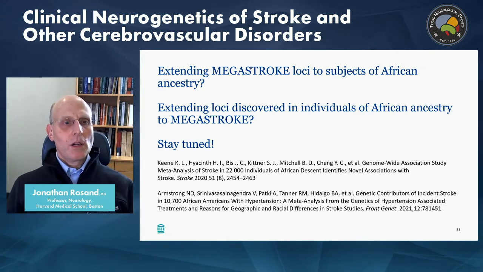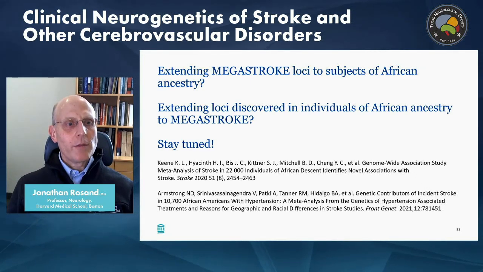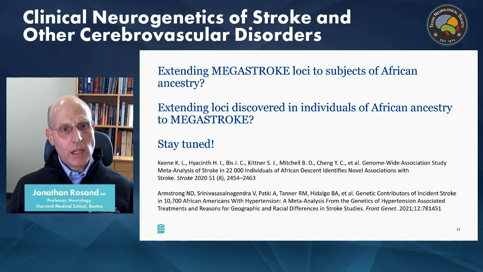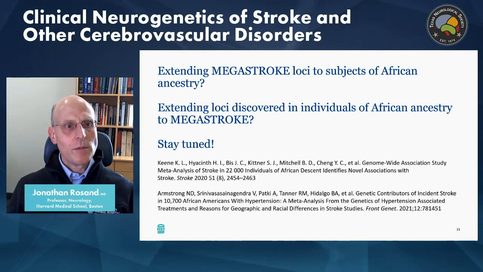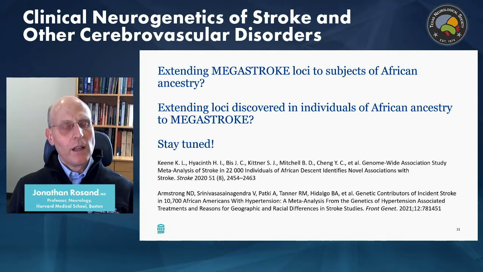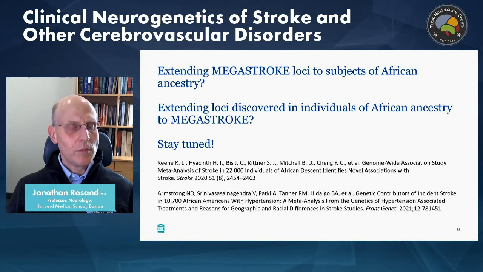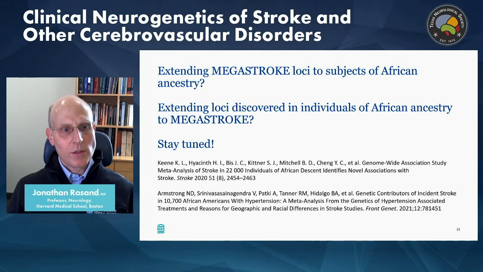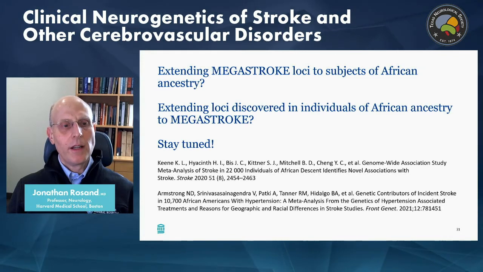So the caution, as I alluded to, is that we have to continue to make sure that the megastroke loci identified in Europeans are also relevant to subjects of African ancestry. And conversely, we have to make sure that primary discovery is being conducted in individuals of African ancestry that can then yield loci that can be checked in European ancestry individuals. Two recent studies listed here have identified some of these limitations.